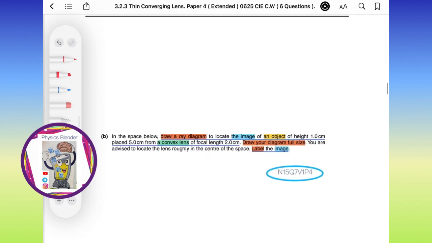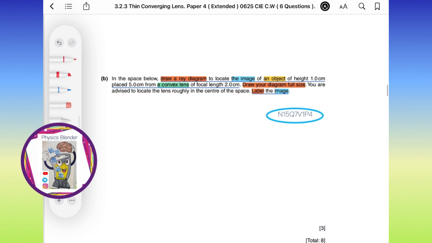In the space below you have to draw a ray diagram to locate the image when you have an object of height 1 centimeter placed 5 centimeters from a convex lens. Its focal length is 2 centimeters. So you have to draw your diagram full size, not to scale. You are advised to locate the lens roughly in the center of the space. Label the image. Let's do this.